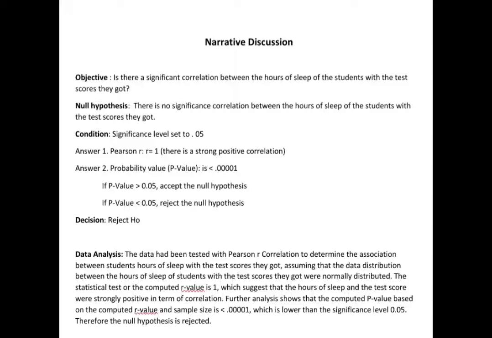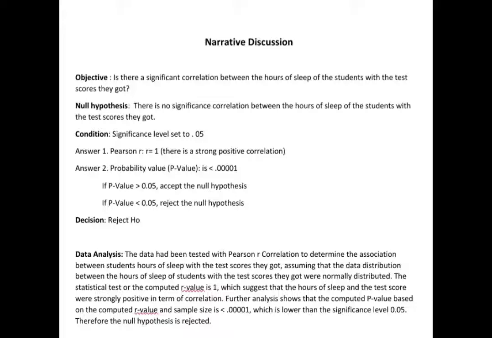The objective: is there a significant correlation between the hours of sleep of the students with the test score they got? Null hypothesis: there is no significant correlation between the hours of sleep of the students with the test scores they got. Condition: significance level set to 0.05. Answer 1. Pearson r is equal to 1. There is a strong positive correlation.